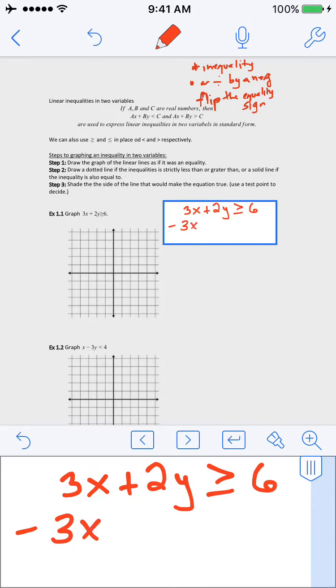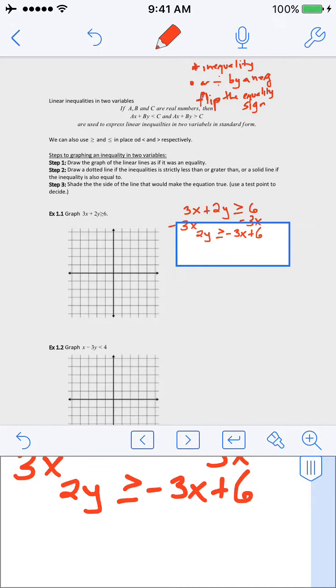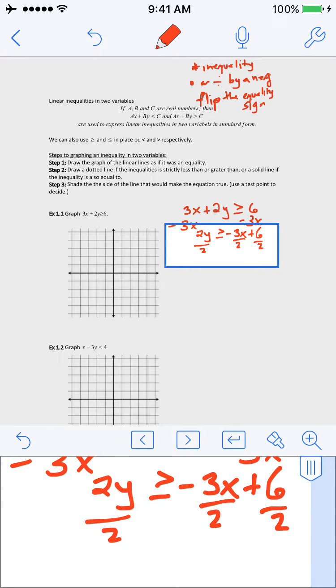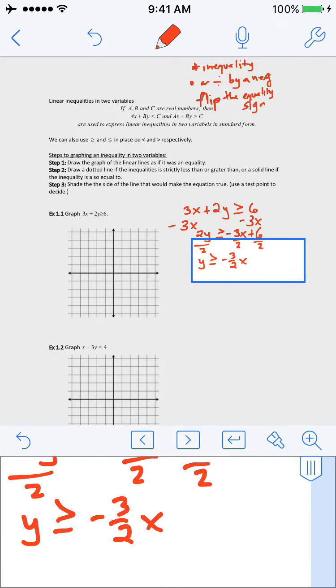So I subtract the 3x from both sides. Yes, it's a negative, but I'm not multiplying or dividing, so I don't do anything to the inequality sign. It just remains: 2y is greater than or equal to negative 3x plus 6. Same as if it said equal. Then I divide. Here I might have to worry. I'm dividing by 2, but it's not by a negative, so this sign stays the same. So we're good there. I end up with y is greater than or equal to negative 3 halves x plus 3.